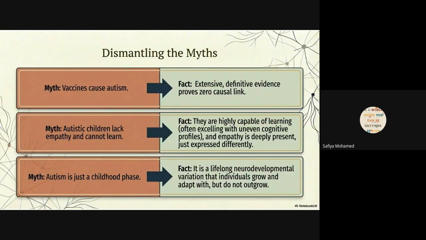All right. Another myth: autistic children lack empathy and cannot learn. The facts are they are highly capable of learning, often excelling with uneven cognitive profiles, and empathy is deeply present, just expressed differently. All right, we spoke enough about that. We're going to go to our next myth: autism is just a childhood phase. The fact is that it's a lifelong neurodevelopmental variation that individuals grow and adapt with, but they do not outgrow. So there is no getting rid of autism.